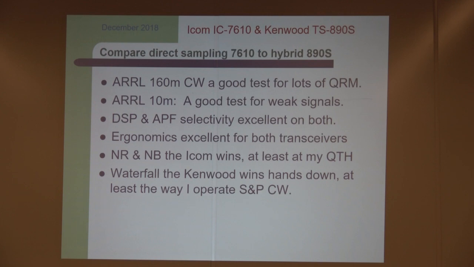ARRL 160 CW to me is a good test for QRM. ARRL 10m is a good test for weak signals. And really, both of these radios, the 7610 and the 890S, were good examples of DSP being good. The audio peak filter for CW operators really works well. And the ergonomics are different, but quite good. You don't have to go into menus all the time to do something like turn up the volume or something crazy like that.